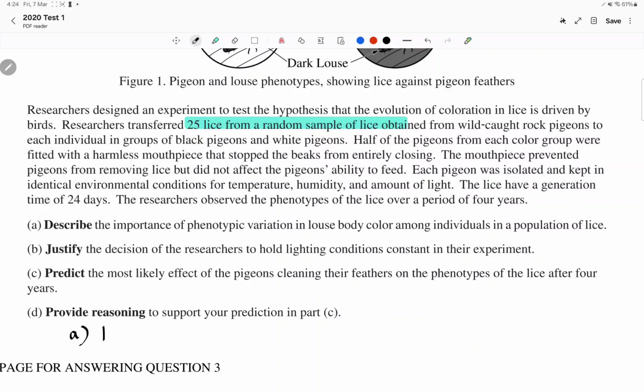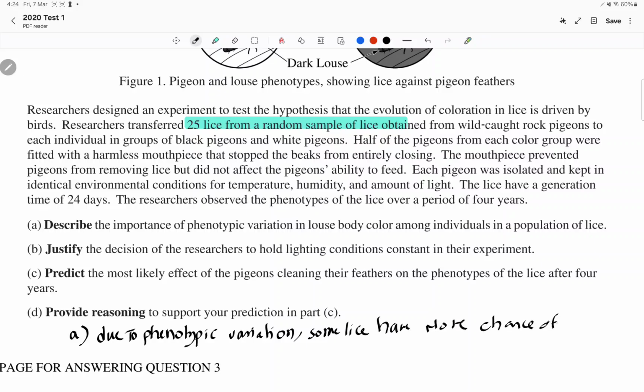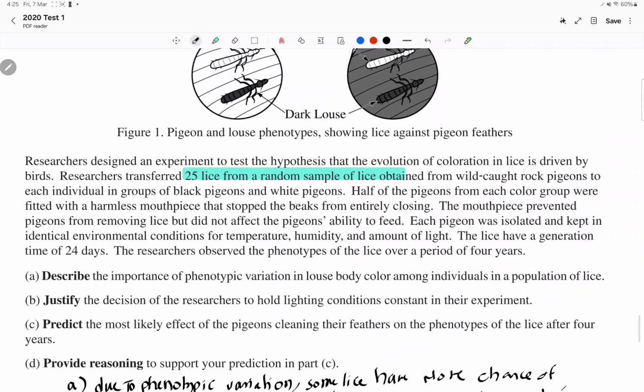Okay. So due to phenotypic variation, some lice have more chance of surviving if their color matches the bird's feathers color. Yes, the bird's feathers. What do you mean? Well, for example, if the bird is white and the louse is white, the bird won't see it. It can't see the white. That's what I mean.